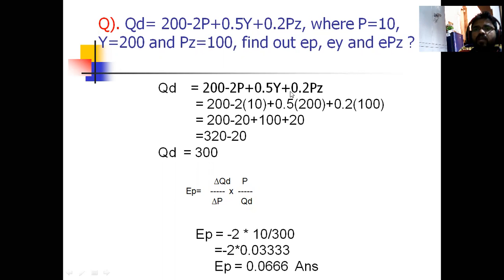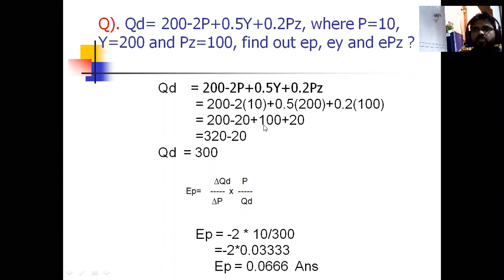Then here are the P value, Y value, and Z value. They have mentioned these values, so we can simply substitute the P, Y, PZ values in the model. Then 200 minus 2P, where P is 10, so 2 into 10; 0.5 into Y, where Y is 200; plus 0.2 into PZ, which is 100. So 200 minus 20, plus 0.5 into 200 is 100, plus 0.2 into 100 is 20.